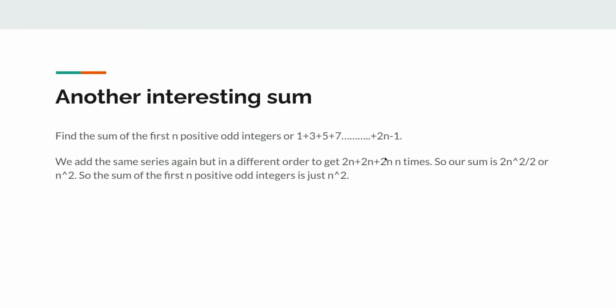So you're going to get 2n plus 2n plus 2n, n times. So your sum is just going to be 2n times n, right? Divided by 2 because you wrote the sum twice. So the sum of the first n positive odd integers is just n squared. Pretty easy.